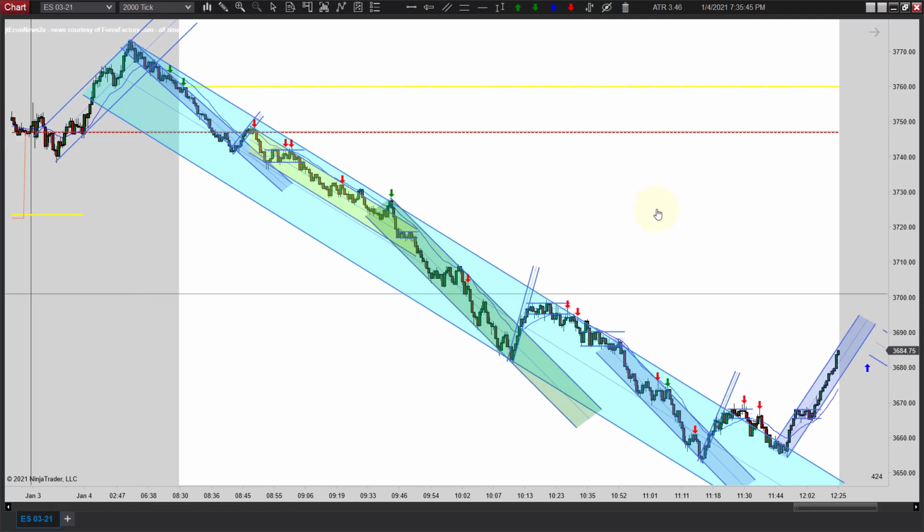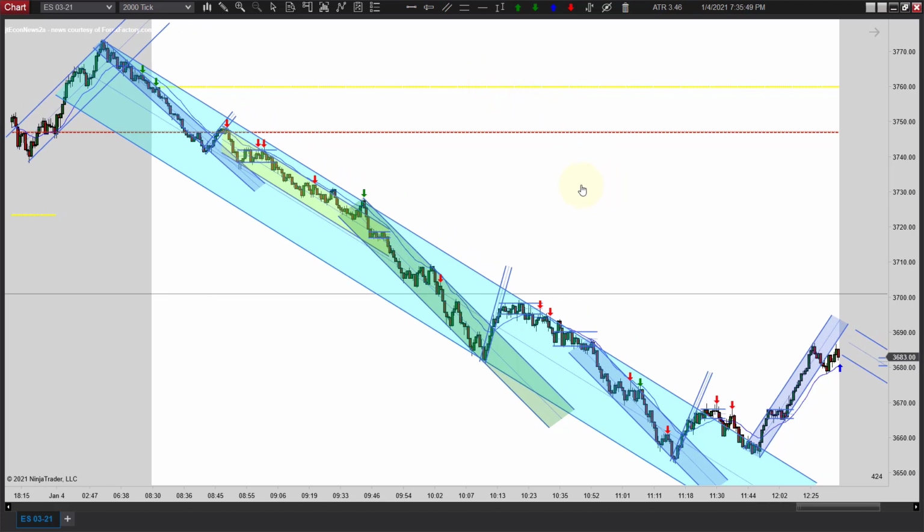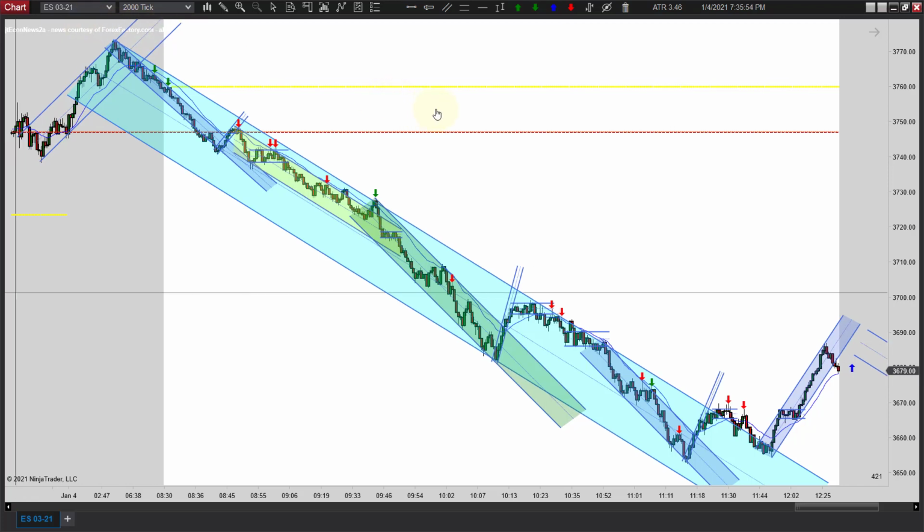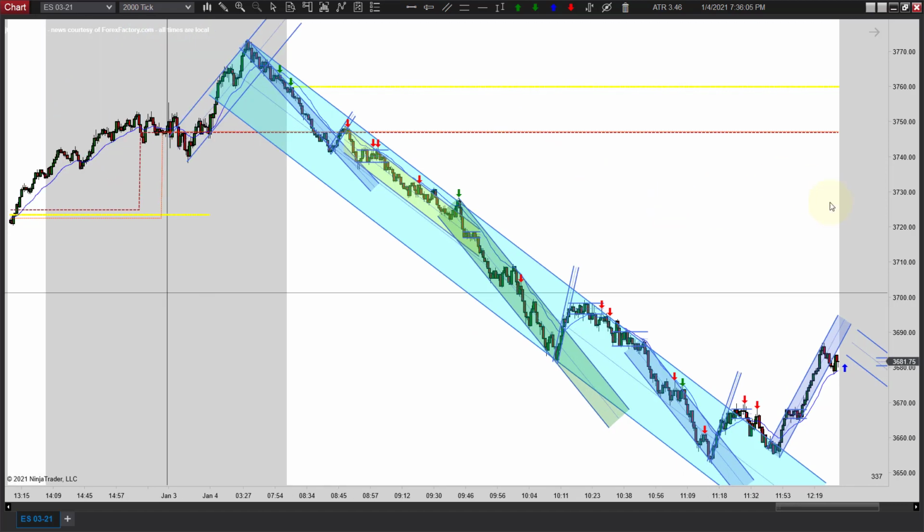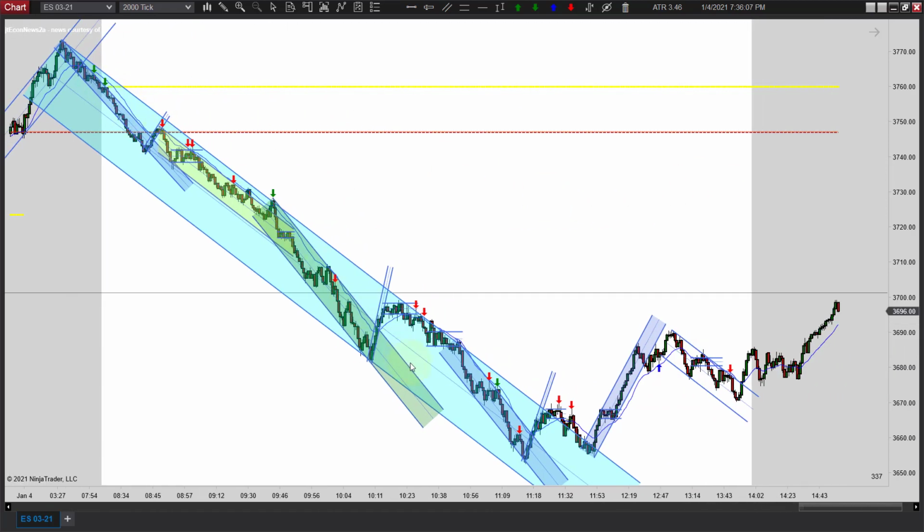Anyway, people ask for those things. I hope they're helpful. I do have the news thing on here. I don't have time to go change the settings yet, so I'll play with that some more later. And let's get to the trades because I don't have a whole lot of time left here. But you can see it was a really strong downtrend.